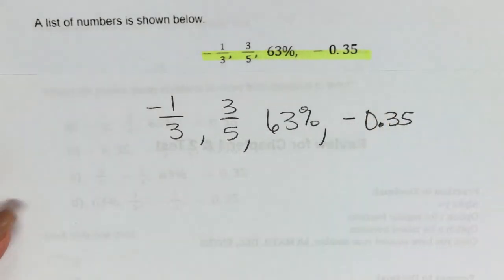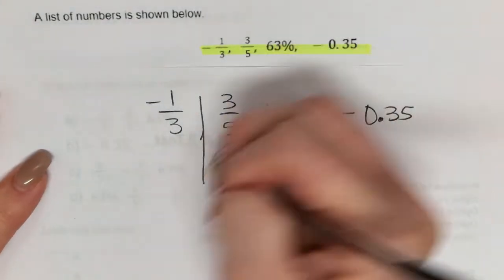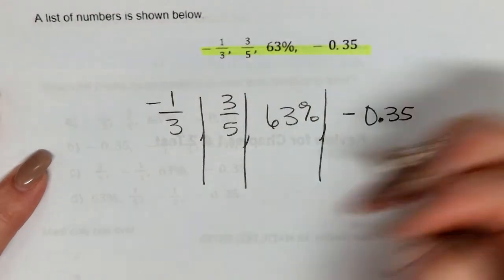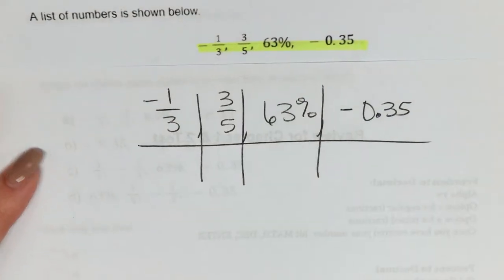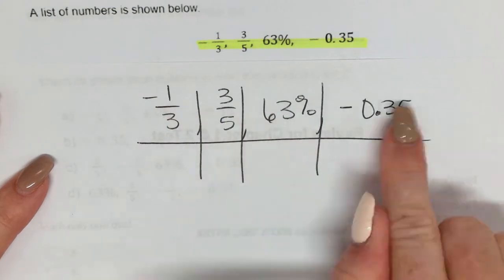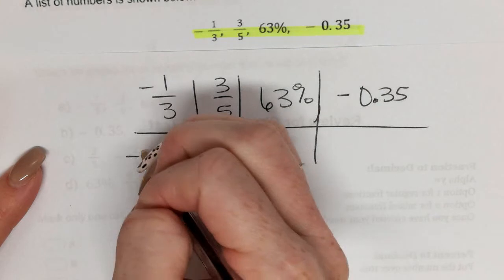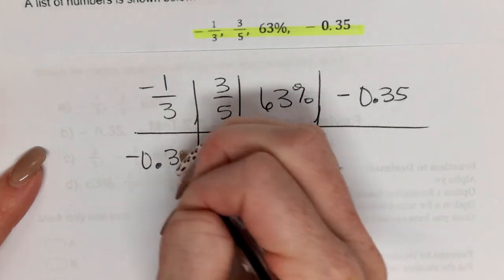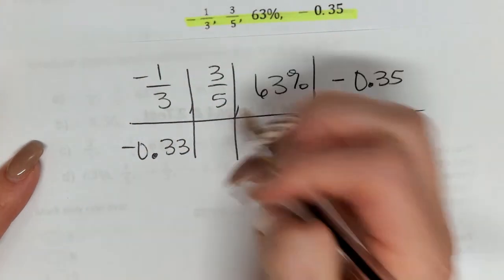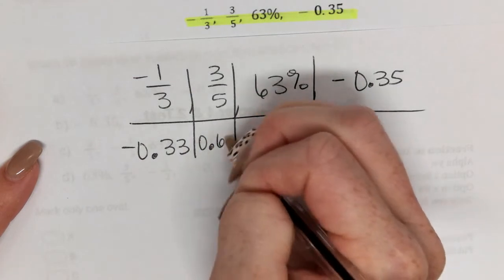This is what I would expect to see. Now, I have seen some people make a little chart like this, and that might help you get organized. But I need to change these numbers to what? Decimals. So what'd y'all get here? I owe 33 cents. I have 60 cents.